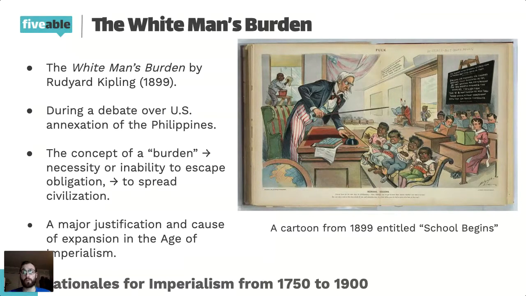After the Spanish-American War, that is correct. Will we go over the scramble for Africa? We will. We'll talk a little bit about it, maybe not in super detail.